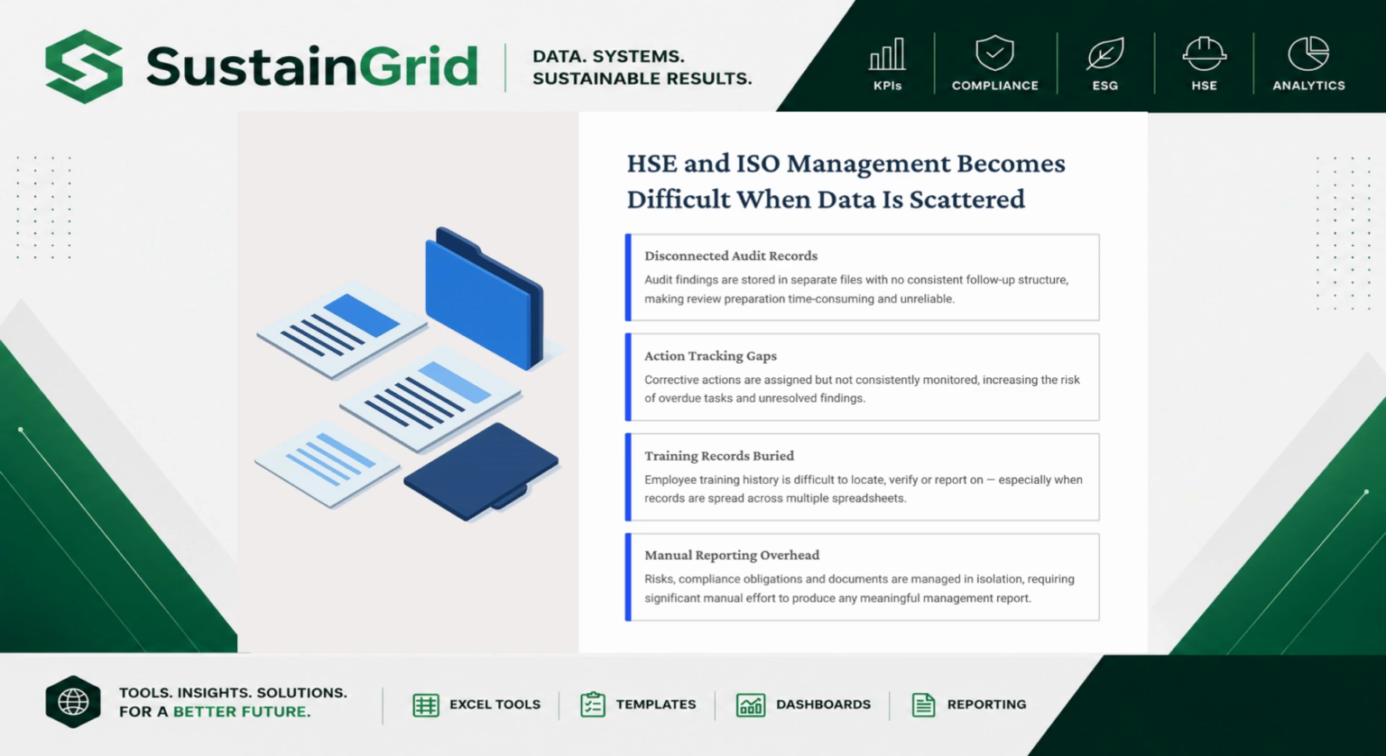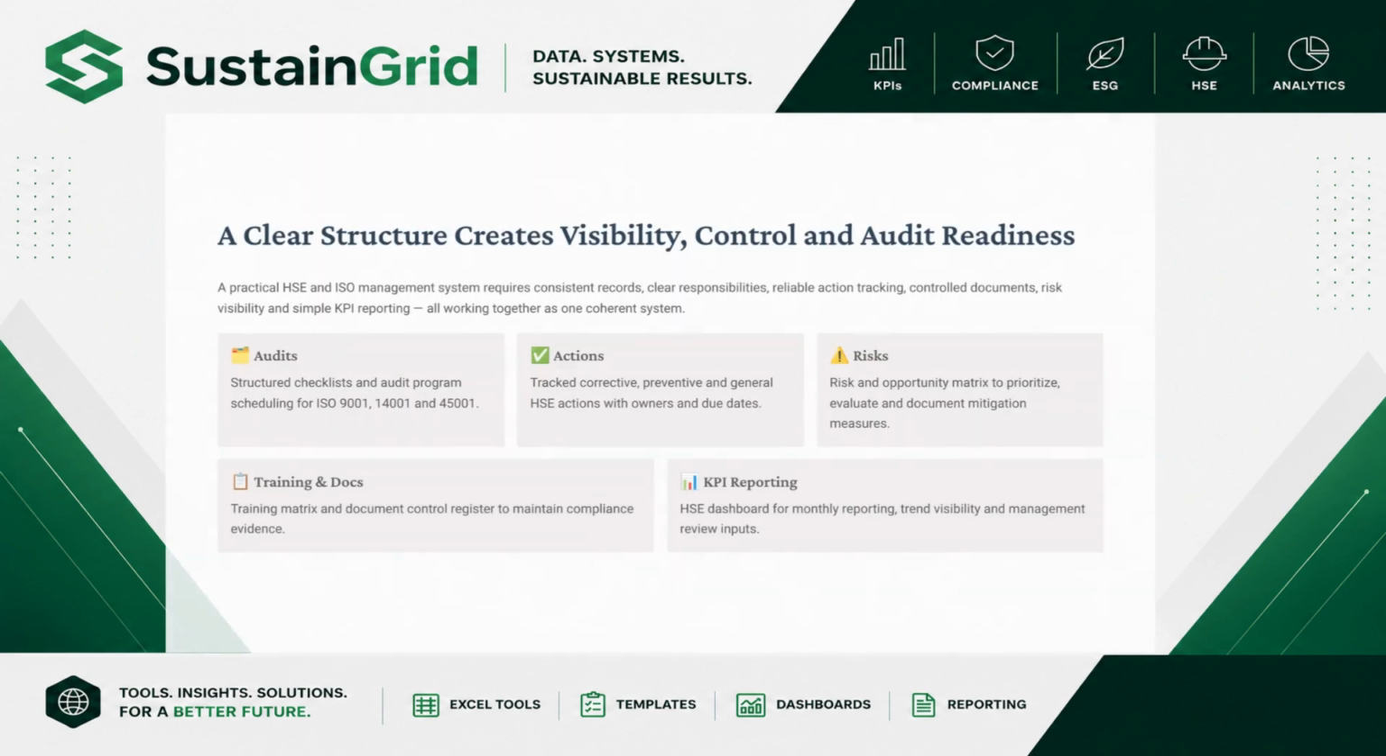In many organizations, HSE and ISO management data is spread across different files, folders, and departments. Audit findings may be stored separately from corrective actions. Training records may be difficult to locate. Risk assessments, compliance tasks, and document reviews are often managed in isolation. This creates manual reporting effort, weak follow-up, and a higher risk that important actions are missed, delayed, or not properly documented.